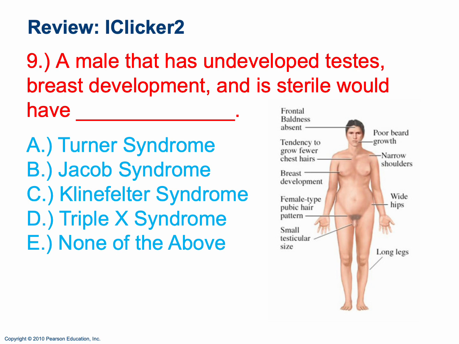Number 9, a male that has undeveloped testes, breast development, and is sterile would have what syndrome? What would be the correct answer here? And the correct answer here, I would probably go with choice letter C, Klinefelter syndrome. So that would be the correct answer for this question.